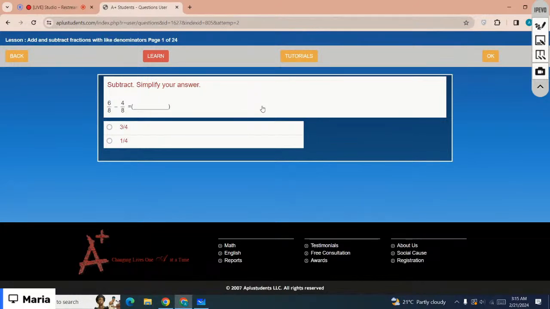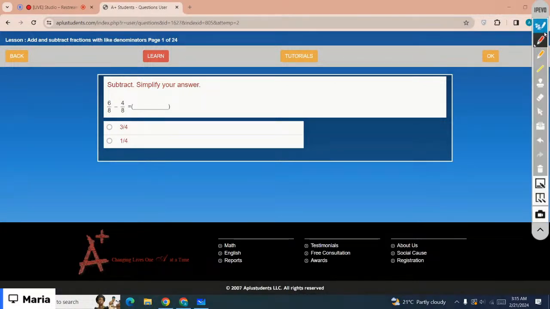Okay, the first one is subtract. You have 6 by 8 minus 4 by 8, right? So they have like denominators. Like denominators mean they have exactly the same denominator. When they have the same denominator, you simply have to subtract their numerators. You simply have to do 6 minus 4, and 6 minus 4 is 2 over 8, right?